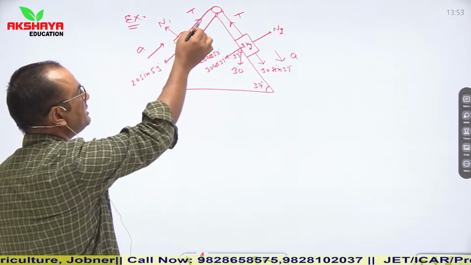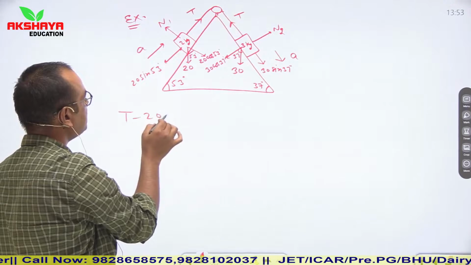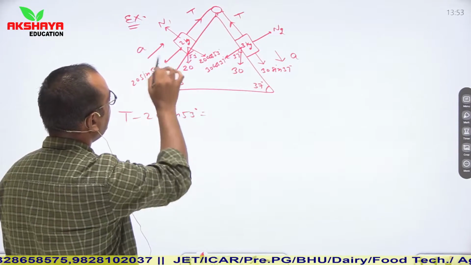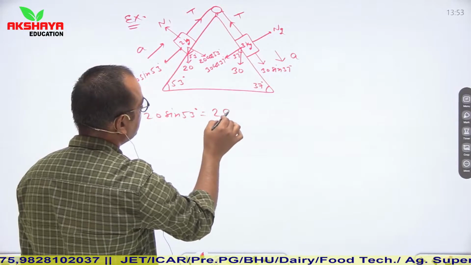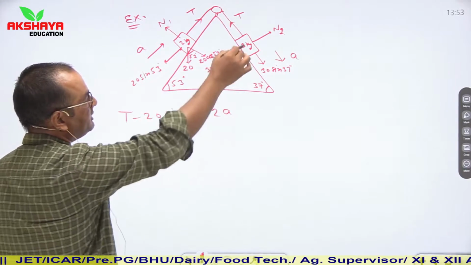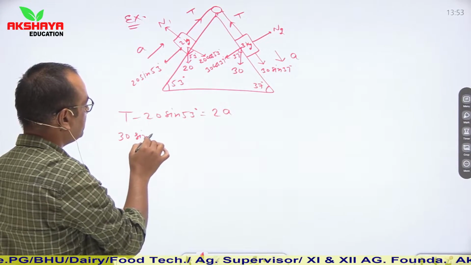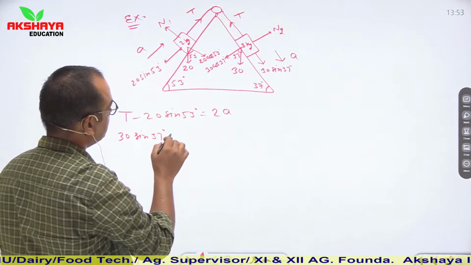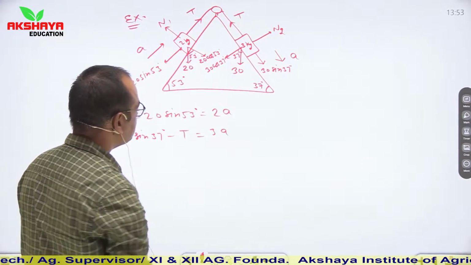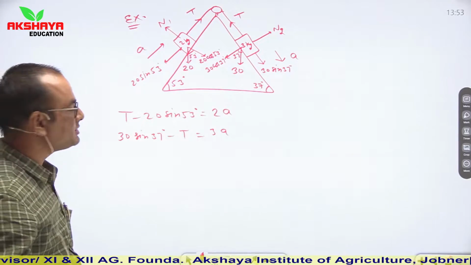Now see, tension is greater than 20 sin 53. So T minus 20 sin 53 is equal to MA, so 2A. This is first equation. Similarly, from here, it is accelerating in downward direction. So 30 sin 37 minus T is equal to 3A. So first of all, replace T and calculate acceleration.